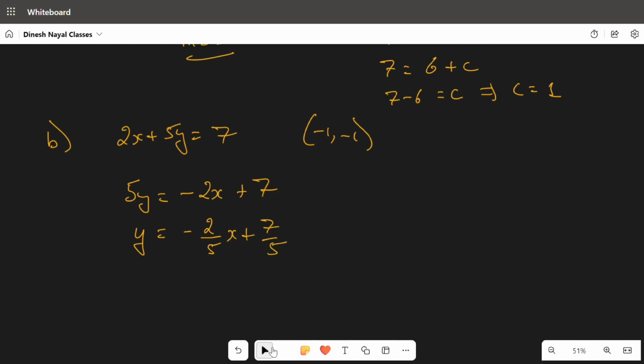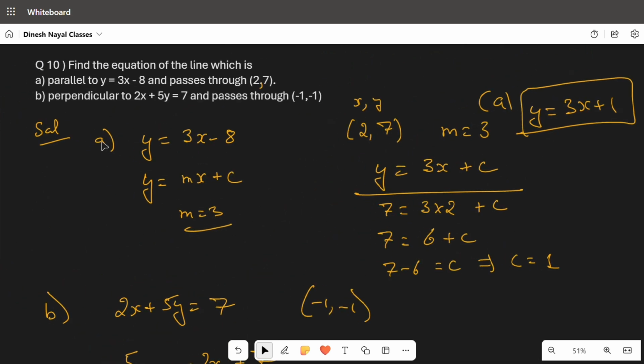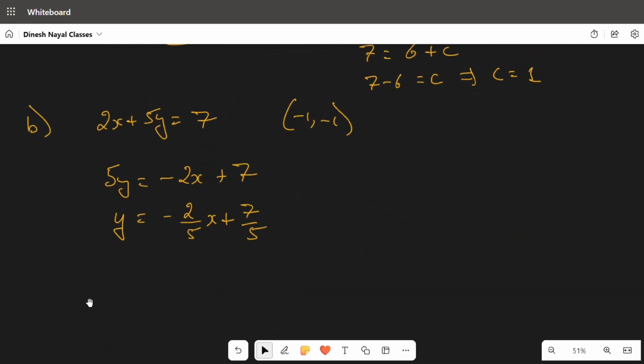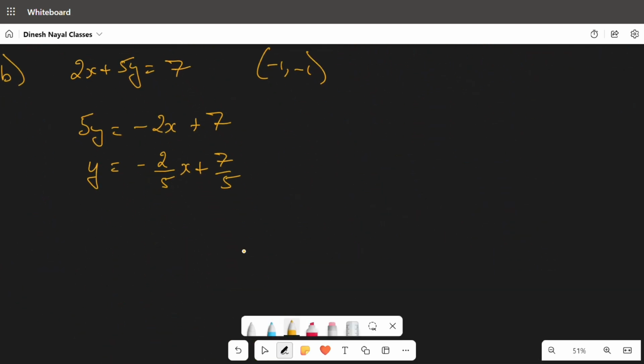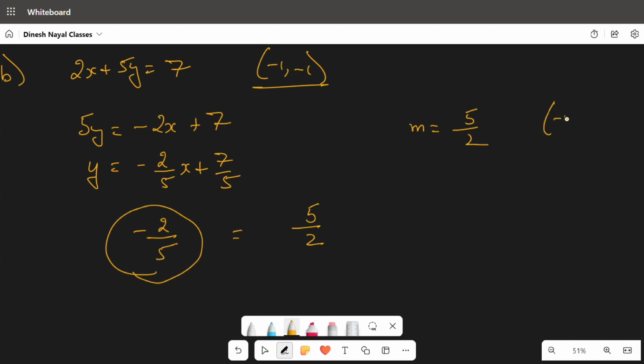Now we have to find the equation of a line which is perpendicular to this line. The slope of this line is minus 2 by 5. The line which is perpendicular to it will have the negative reciprocal as its slope. The reciprocal is 5 by 2, and the negative makes it positive. So the required line has slope m equal to 5 by 2 and passes through the point (-1, -1).